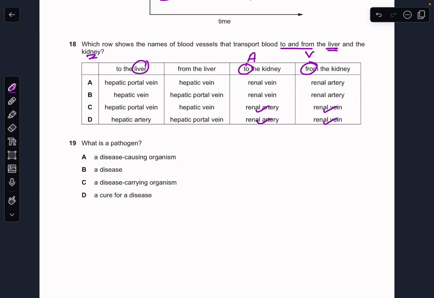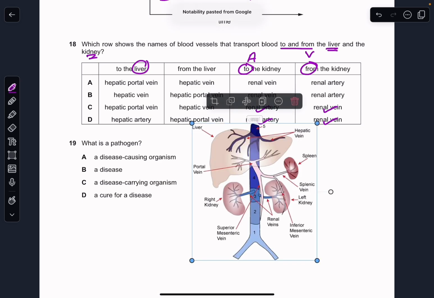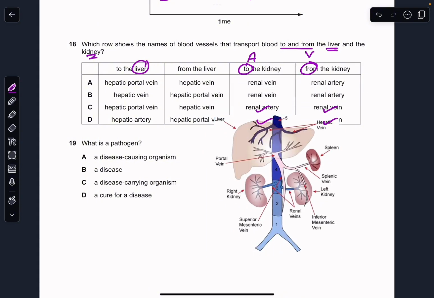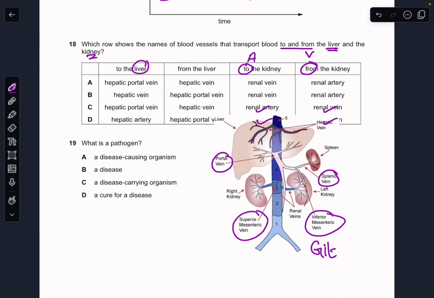Now, when we talk about the liver, I'm going to show you with the help of a picture here. So this inferior mesenteric and superior mesenteric veins, this comes from the GIT. These veins and the splenic vein come in, and they form the portal vein that goes into the liver. This is the liver that is being drawn over here. So the portal vein goes to the liver.